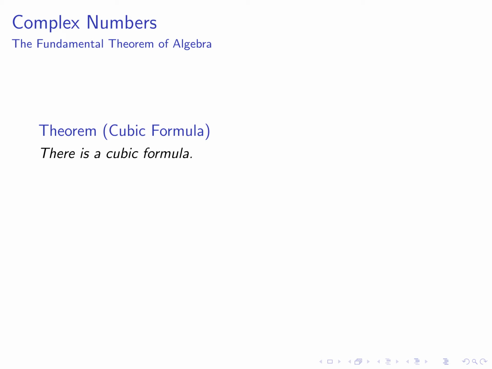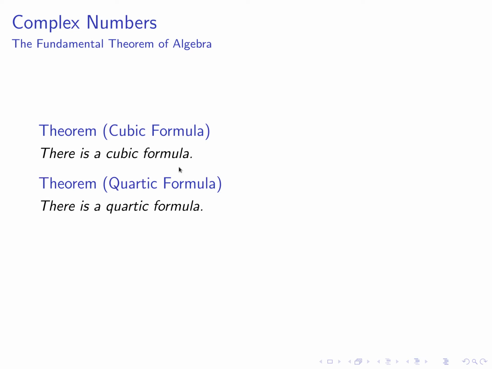There actually are formulas for some higher degree polynomials, but they're much more complicated. So it turns out that in addition to the quadratic formula, there is a cubic formula, and there's also a quartic formula. So if our polynomial has degree 3, there is a formula for figuring out the roots, and if the polynomial is of degree 4, there's a formula for figuring out the roots. These are two theorems that I've never bothered to learn because the formulas are quite complicated.